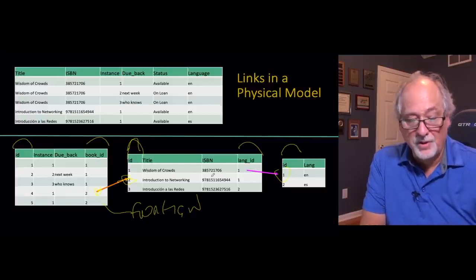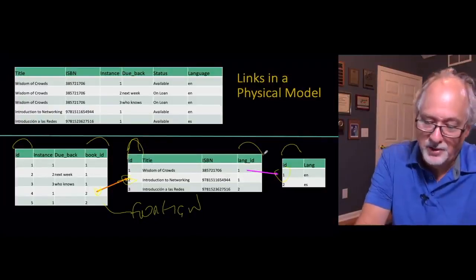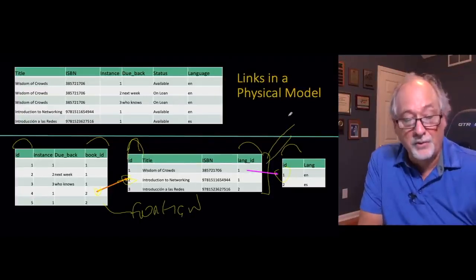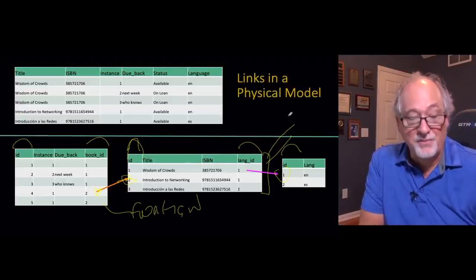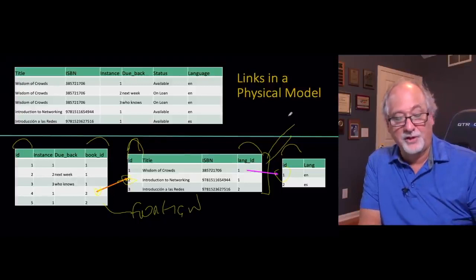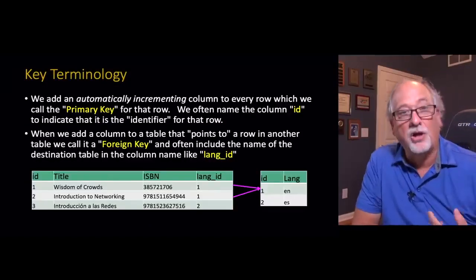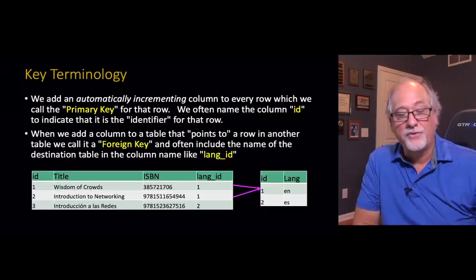In this example, I've just got one foreign key per table, but you can have more than one foreign key per table. There could be another column here that points off to another table. But that's it. That's how we do it. We just simply add these integer numbers, and then we maintain them and put them all together. So like I said, the primary key is that column that we add, and that is our handle for the rows.